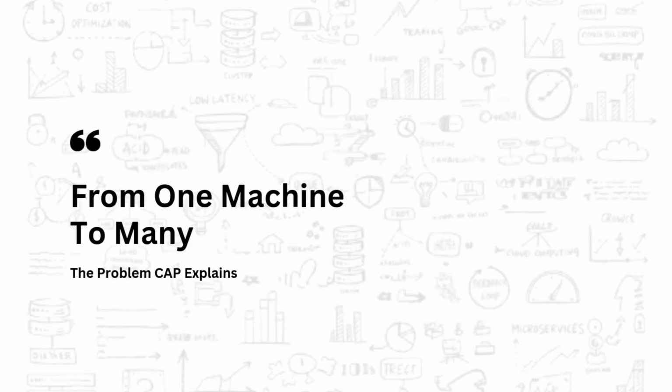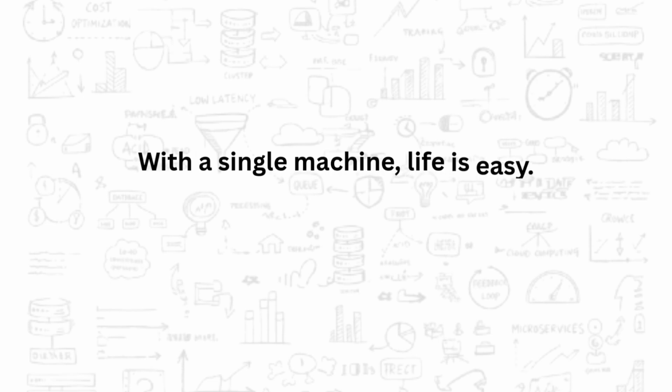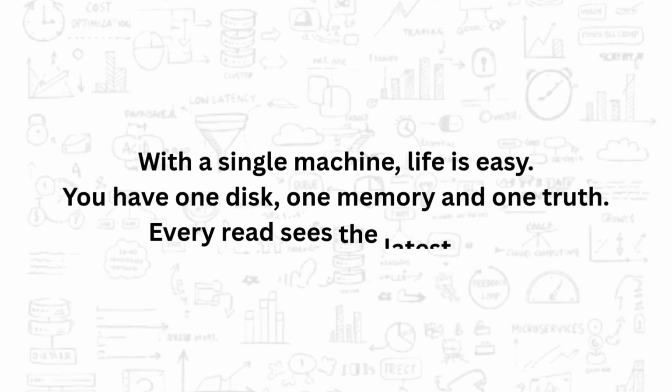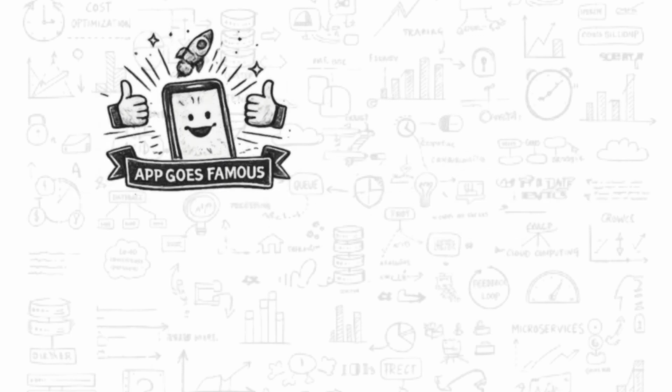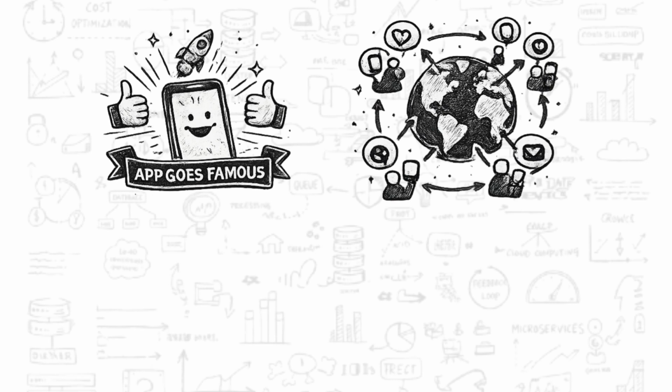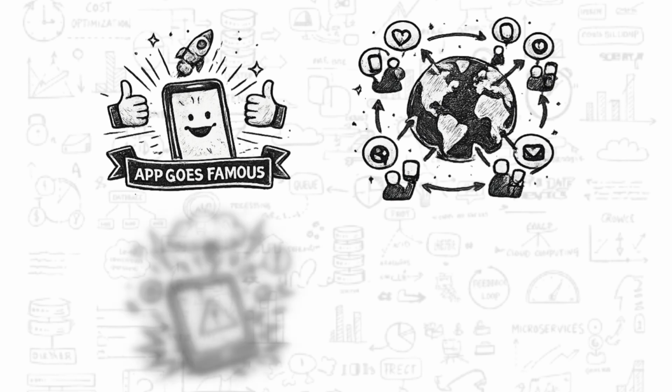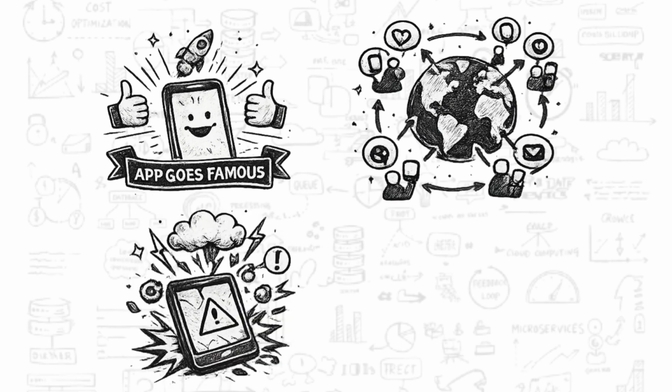To really get why the CAP theorem is such a big deal, we have to start with the problem it's trying to solve. Think about a single database on a single computer. Life is beautiful, right? You've got one disk, one chunk of memory, and that means you have one single undeniable truth. Every read sees the absolute latest write. No debates, no weirdness. But then, you get successful. You need to scale up. You need more speed. You want to be able to survive a crash. Maybe your users are all over the planet.